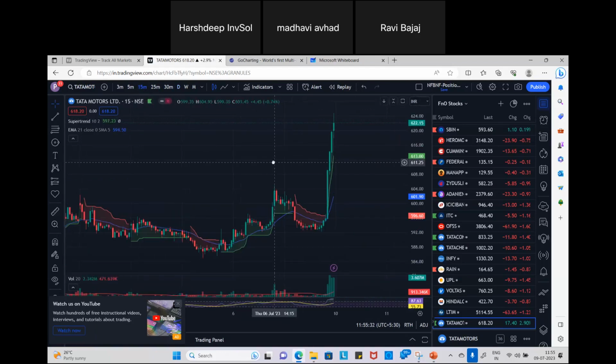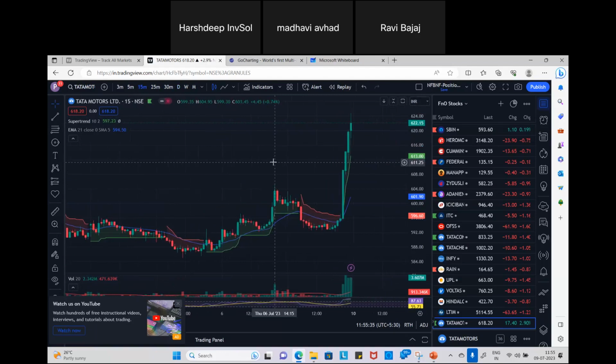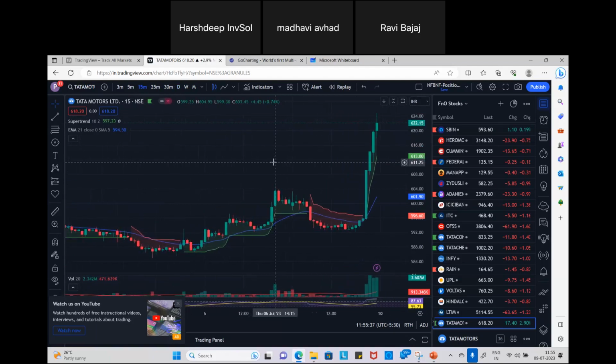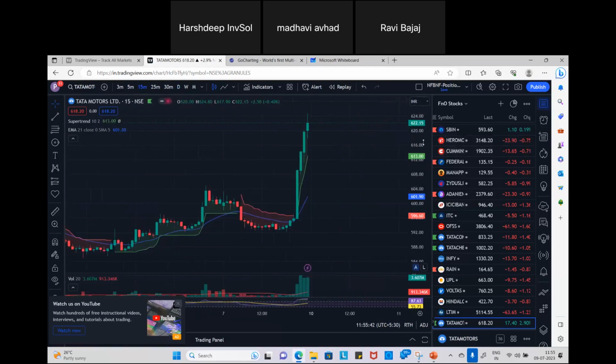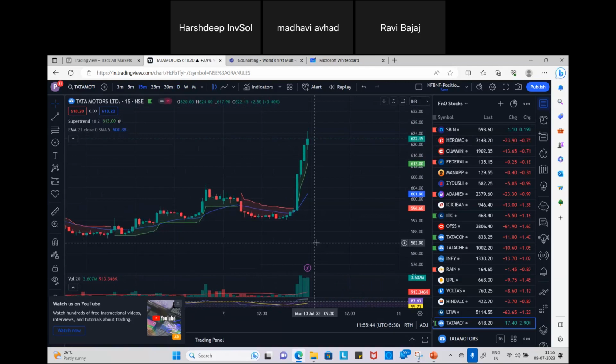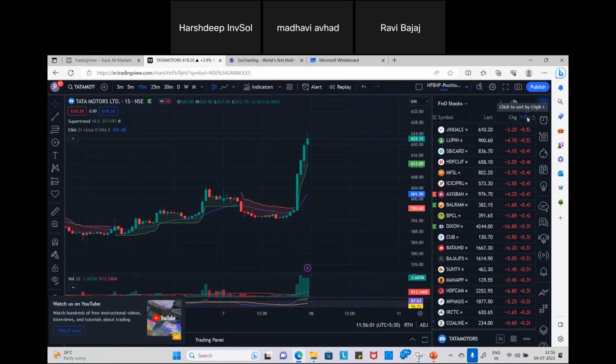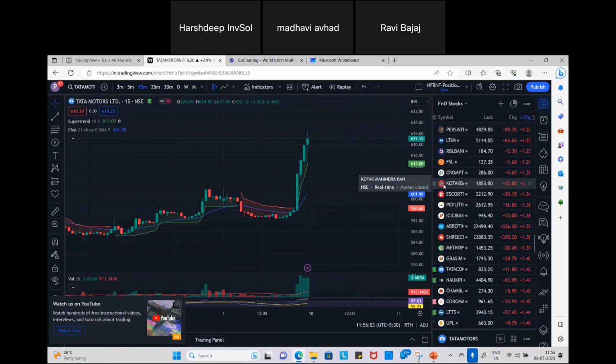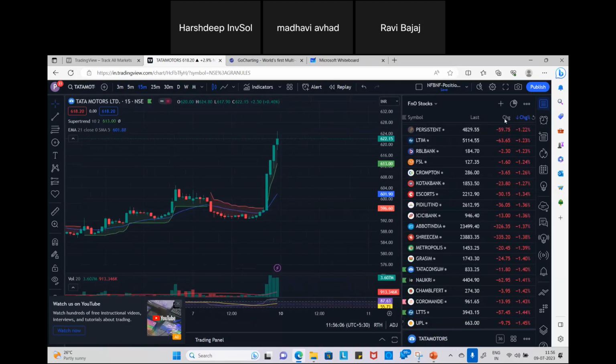Look at this. In this case, I would like to avoid Tata Motors because the single candle is a very big candle, that is 2.5%, which is big for a single candle on an intraday basis. So I will avoid this. Fine. But what we will do is we will sort this based on the change and we'll see if it works well.